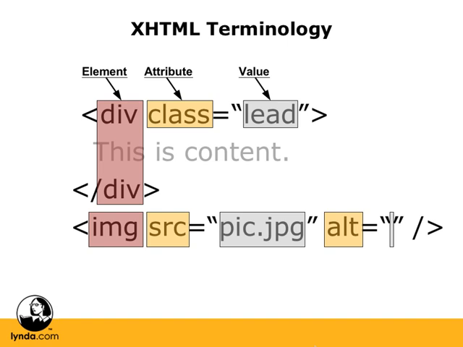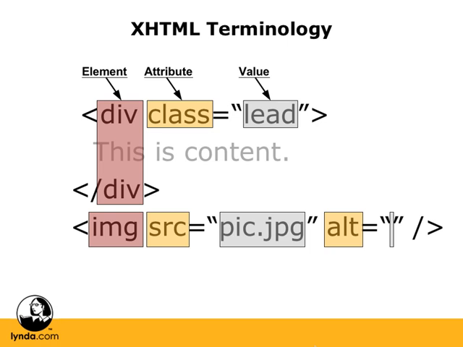If you have an attribute, it must have a value, even if it's an empty value, as is the case with this alt attribute. Its value is basically empty, so alt equals quote quote means, okay, we have the attribute of alt, but its value is just simply nothing. But you can't just say alt and leave off the equals quote quote. That's not valid XHTML. So the value of the src attribute is pic.jpg, which in this case means that that's the image that the browser is going to go grab and put into the document. So that's the basics of XHTML terminology.